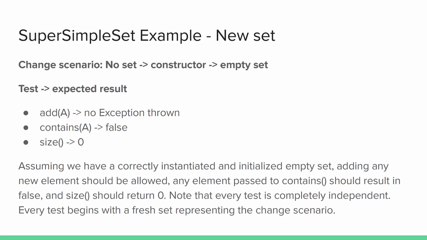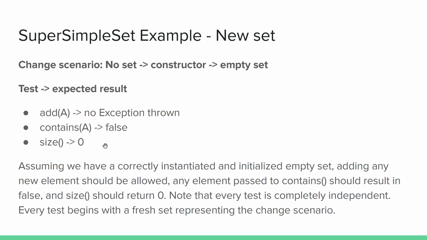So this very first change scenario would look like this. I have a starting state of no set. There is no set. My change is that I call the constructor for the SuperSimpleSet object, and I expect that the result is I have a new empty set. So my starting state was no set, my one change was calling the constructor, and my expected result is that I have a correctly initialized brand new empty set.